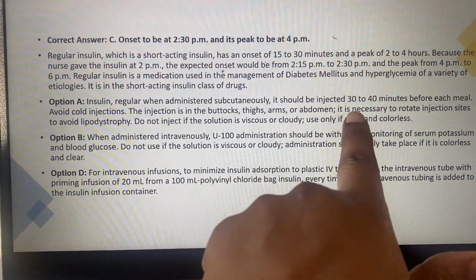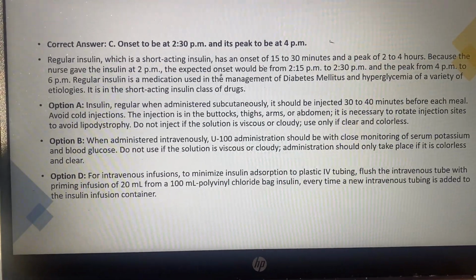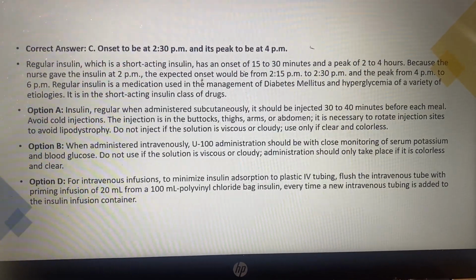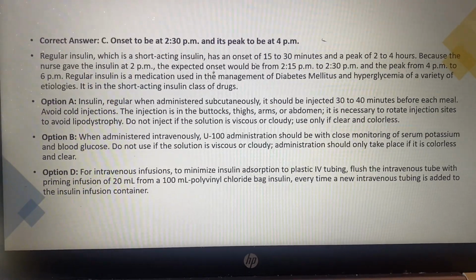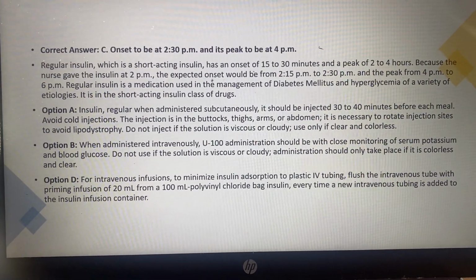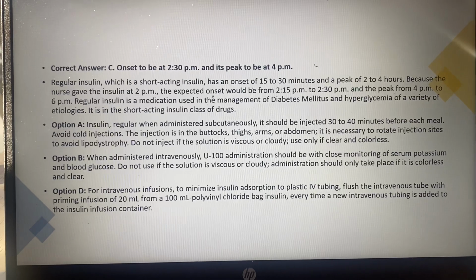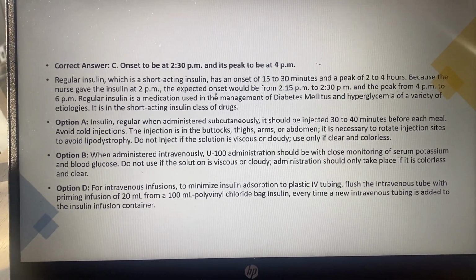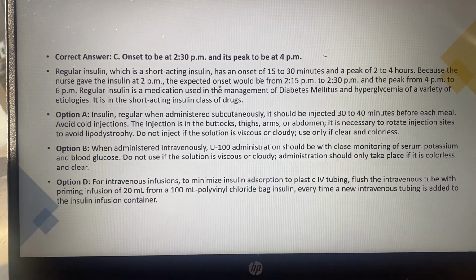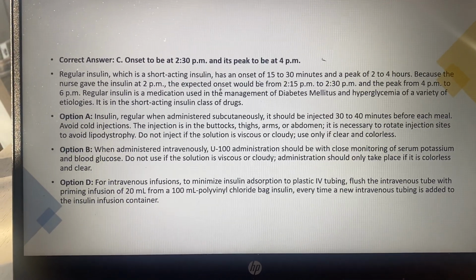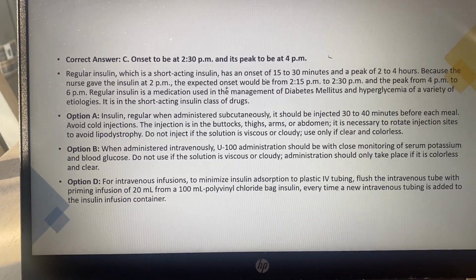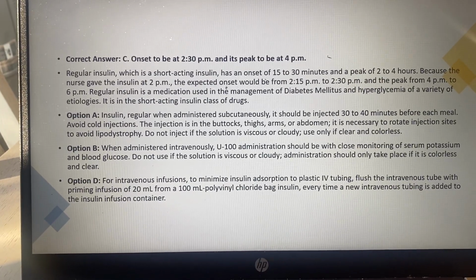Option A says inject 30 to 40 minutes before each meal, avoid cold injections, buttocks, thighs, arms. Remember, we want to keep it in pretty much the same area, but not the same site, because otherwise we can cause problems with fatty skin, which increases absorption. So there it is, lipodystrophy, if you don't rotate the sites.